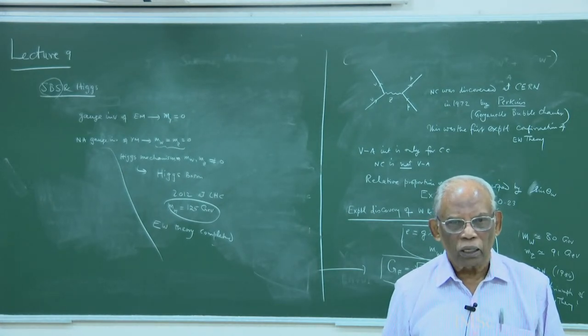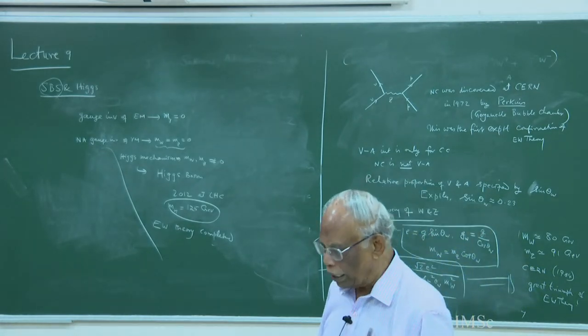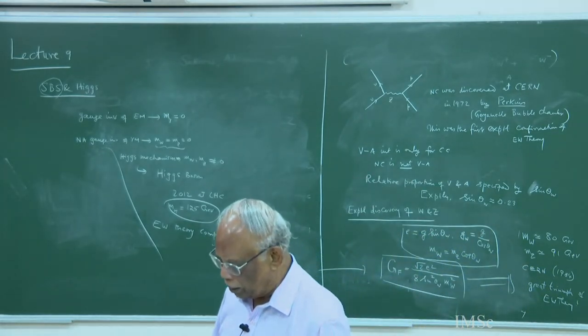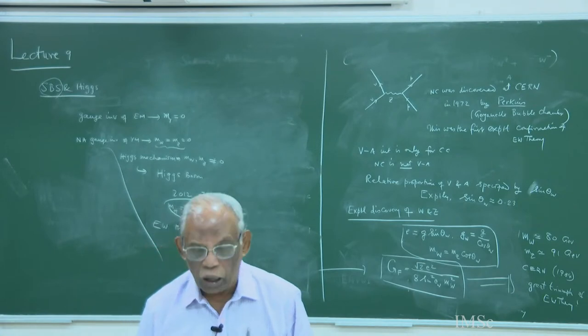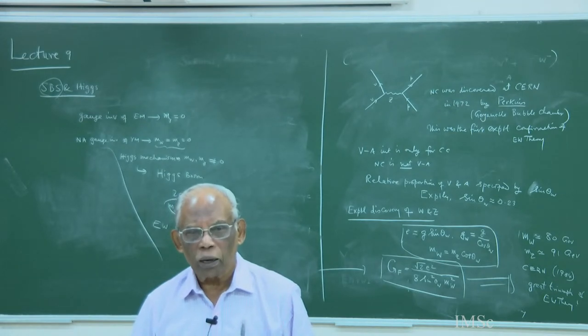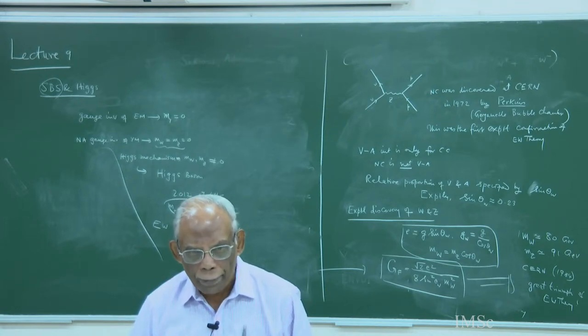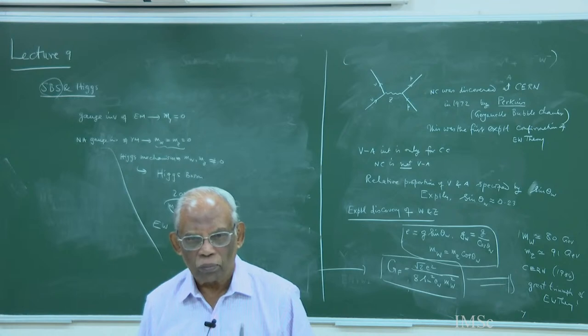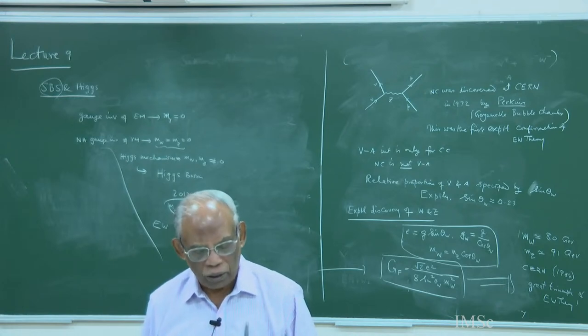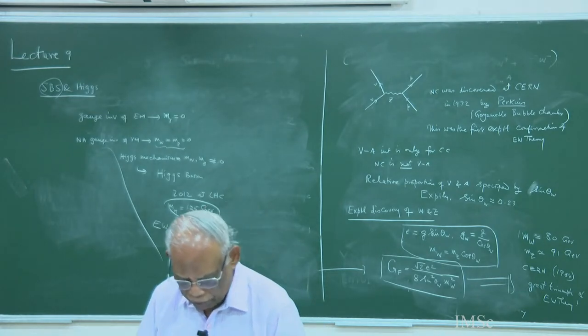But because of the important procedure called renormalization, discovered by Feynman, Tomonaga, Schwinger, and Dyson in the 1948-49 period, the renormalizability of quantum electrodynamics was discovered and proved. Same thing happened for the electroweak theory. So the renormalizability of electroweak theory.